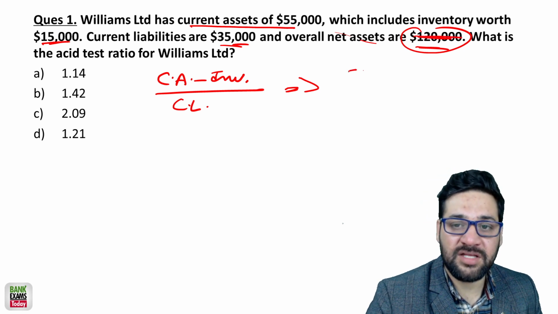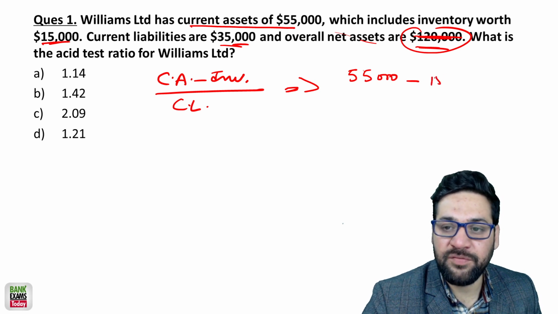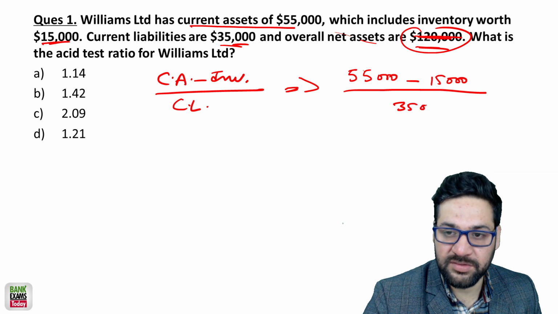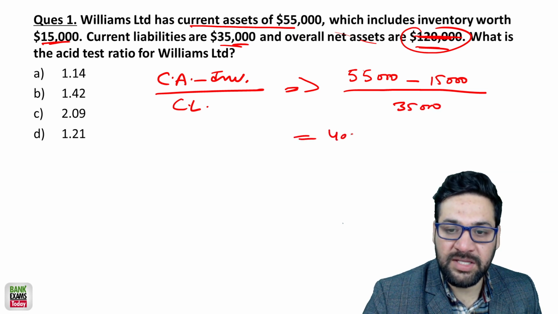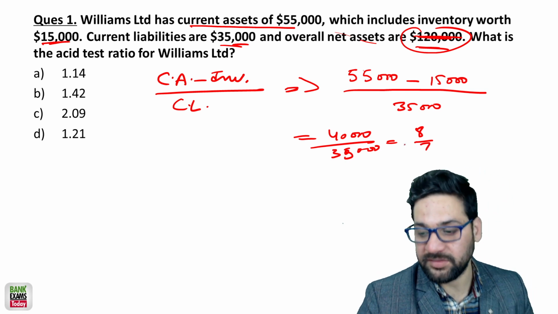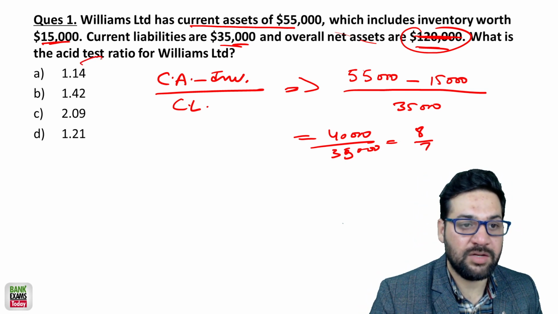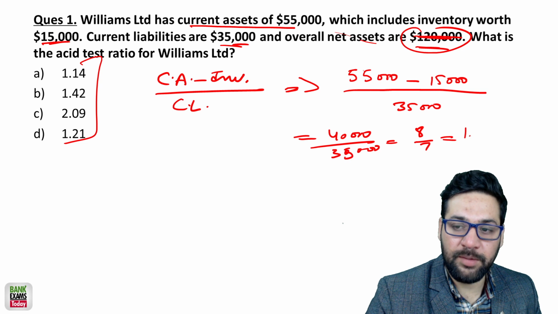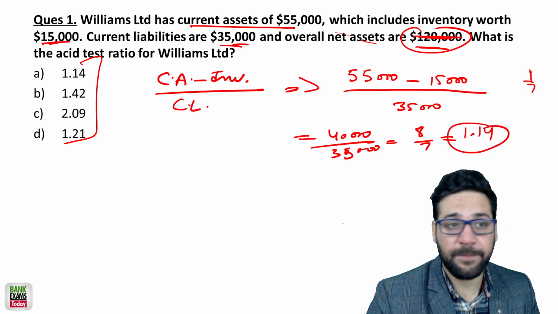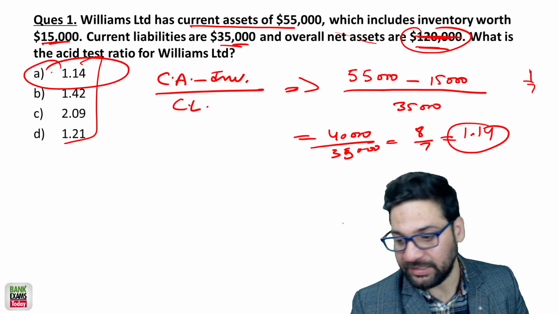So current assets are 55,000 minus the inventory of 15,000 divided by the current liability of 35,000. So it comes out to be 40,000 divided by 35,000. So ratio निकाल लो, it is 8/7. It is 8/7 if you want to just calculate this way. So it becomes 1.147. You know the value of 1/7 is 0.14. Okay. So 1.14 is the correct answer.